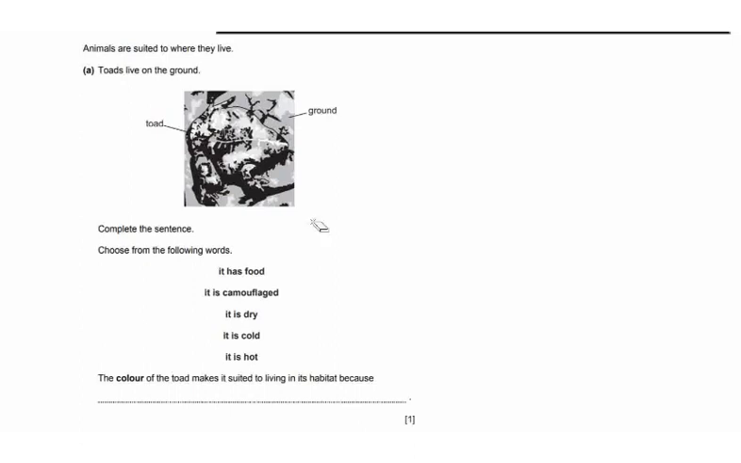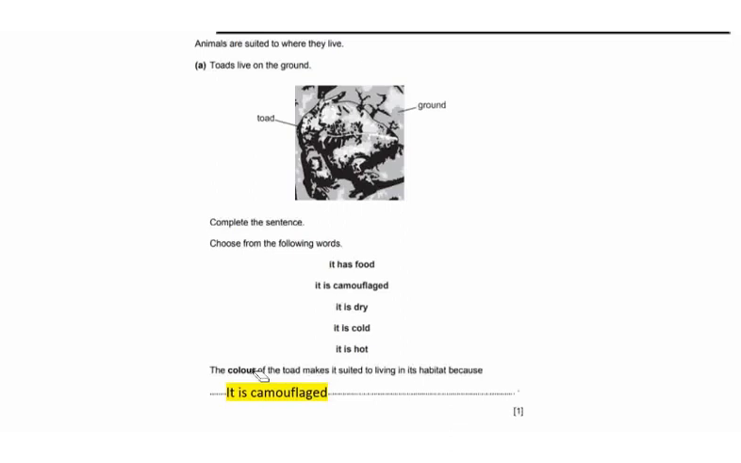Have you got the answer for this one? Let's see the discussion. The answer is it is camouflage. The color of the toad makes it suited to living in its habitat because it is camouflage.